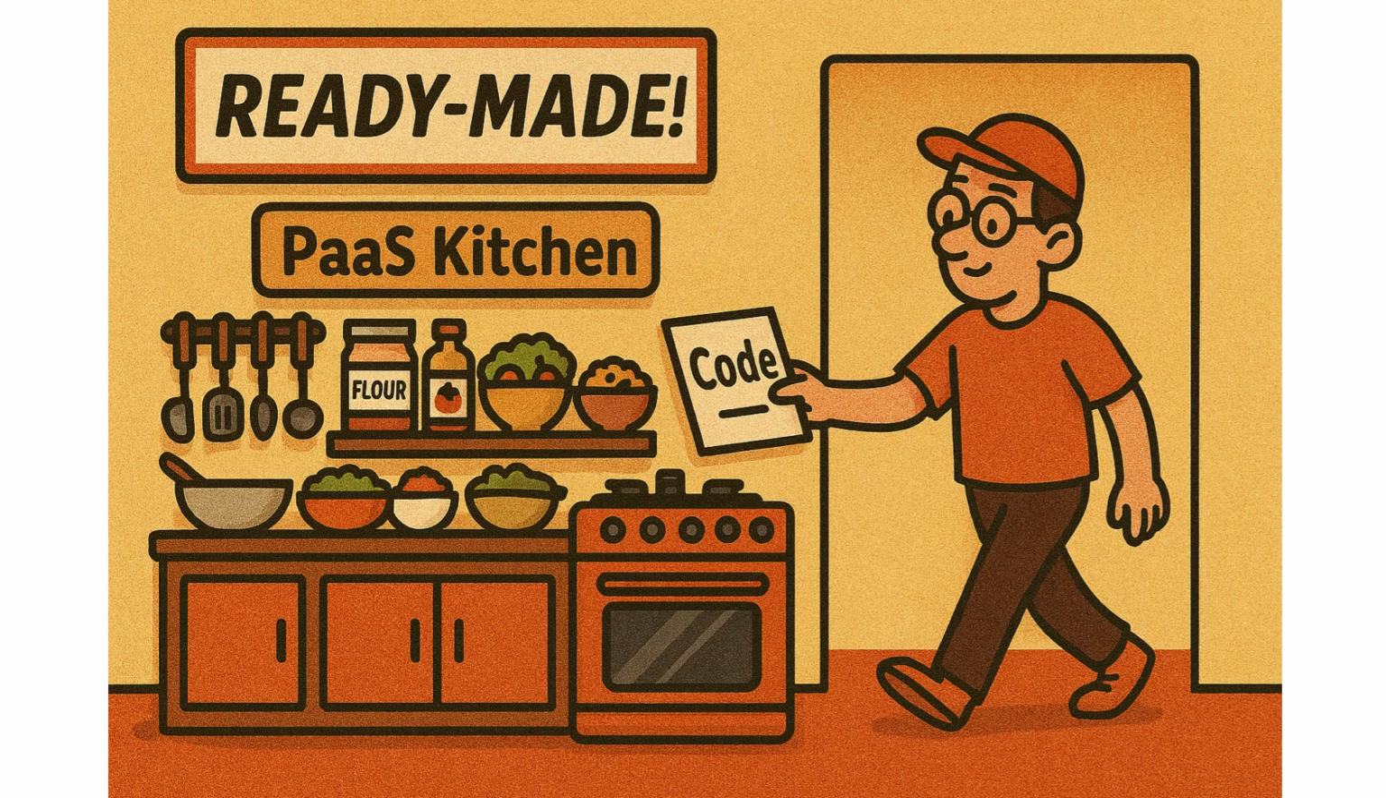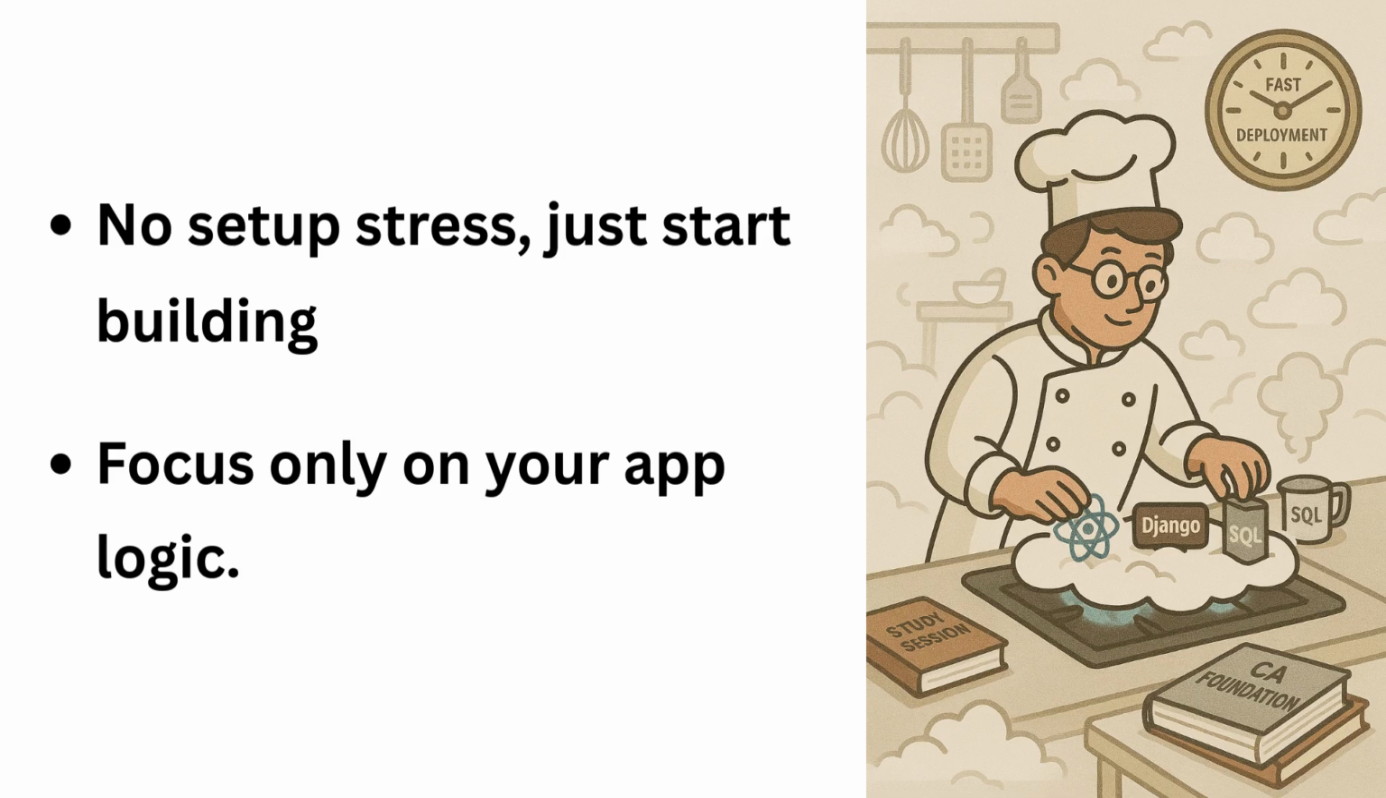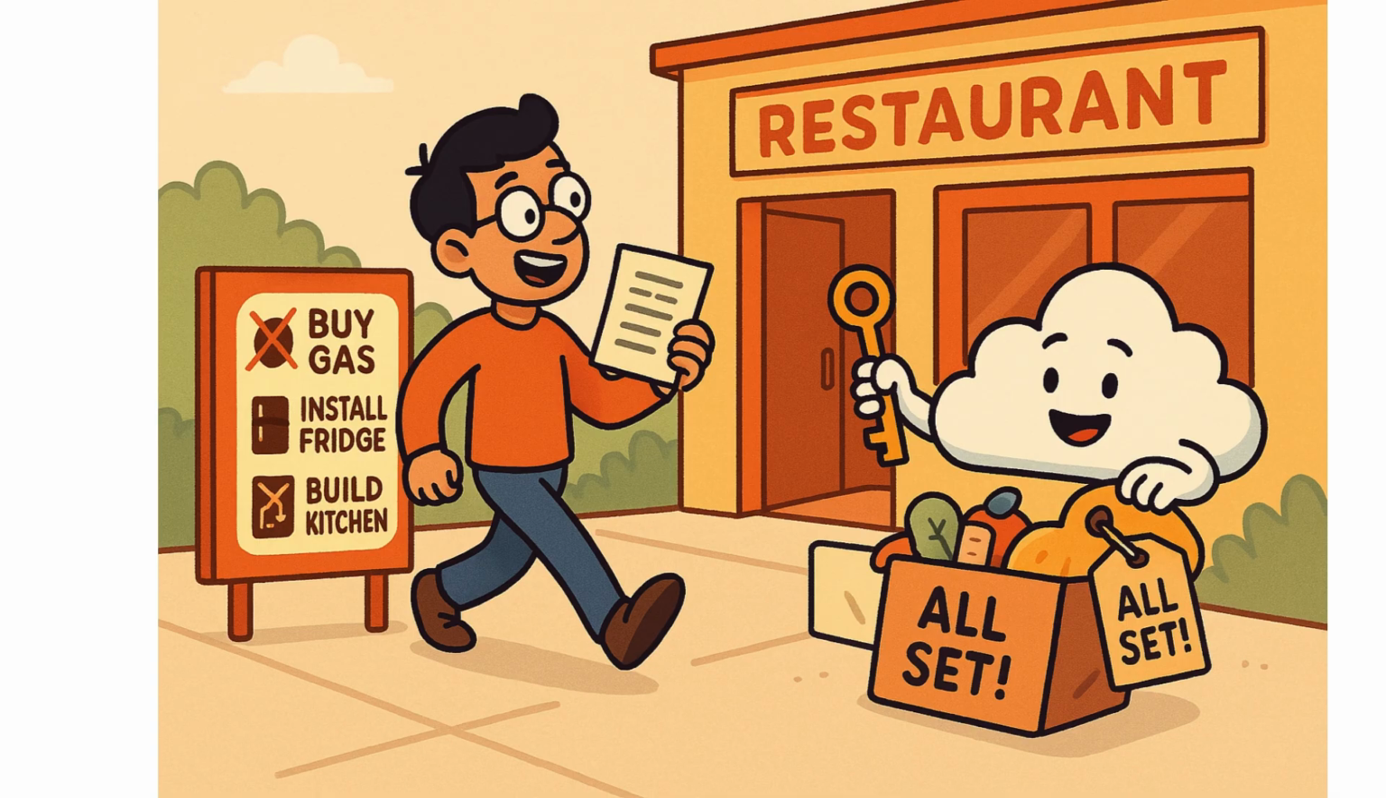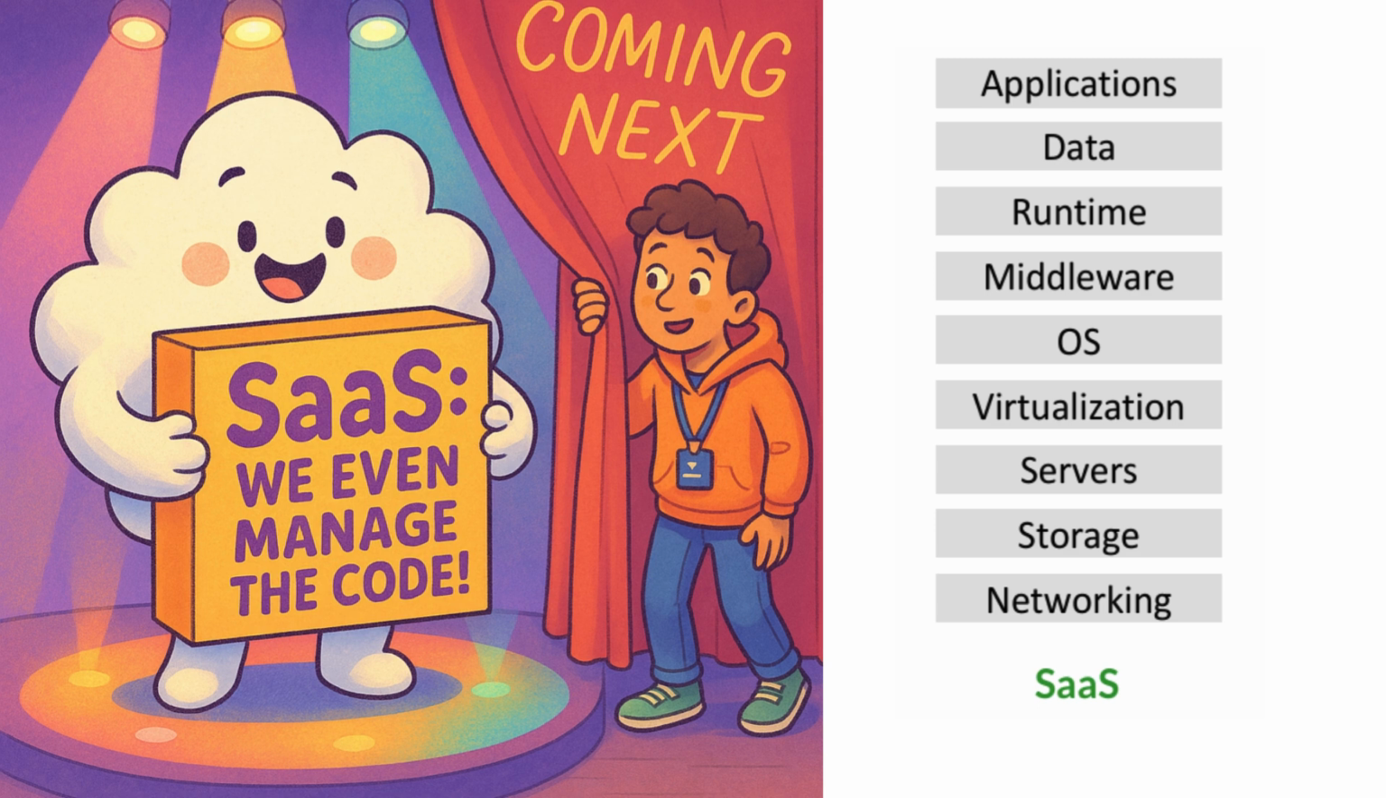Conclusion: PaaS equals ready-made kitchen. You just bring your ingredients, code, and start cooking, deploying. No need to buy gas, fridge, or set up the building. Coming up next, SaaS, software as a service, where even the code is managed for you.